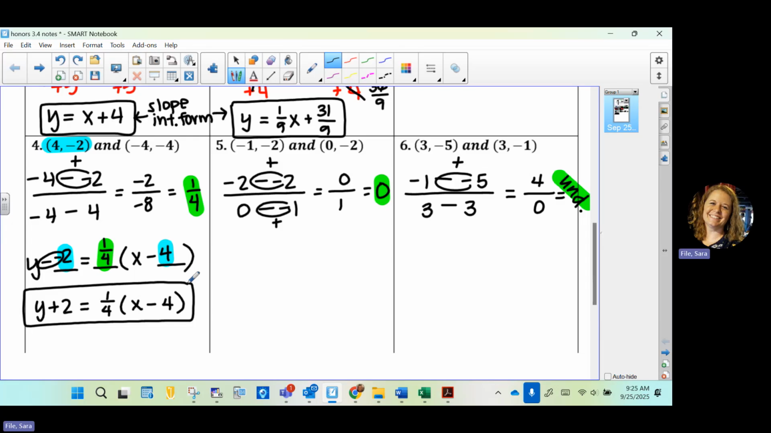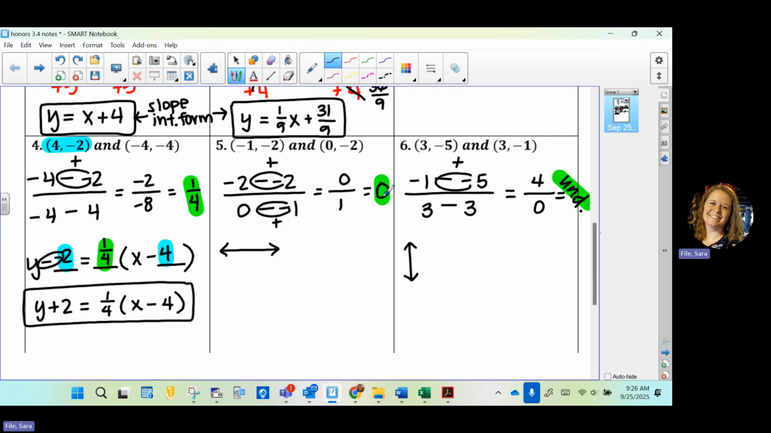Now, 5 and 6 are special cases. What did we talk about? What type of line has a 0 slope? Horizontal. Okay, what type of line has an undefined slope? Vertical. Okay, a lot of people get these mixed up. So I need y'all to pay attention and make sure you understand why one is the other.